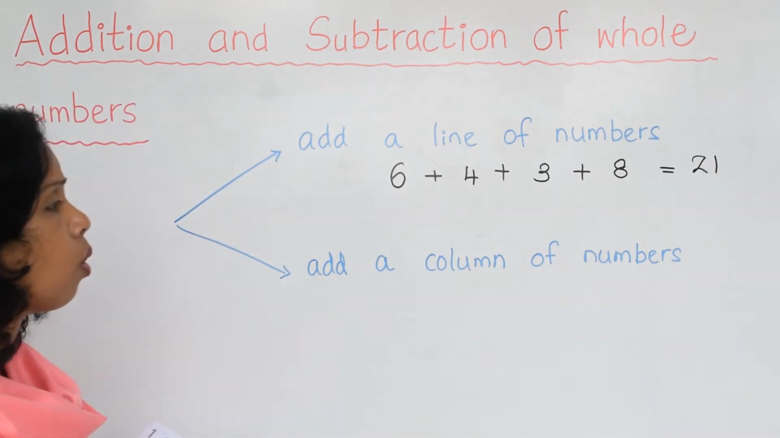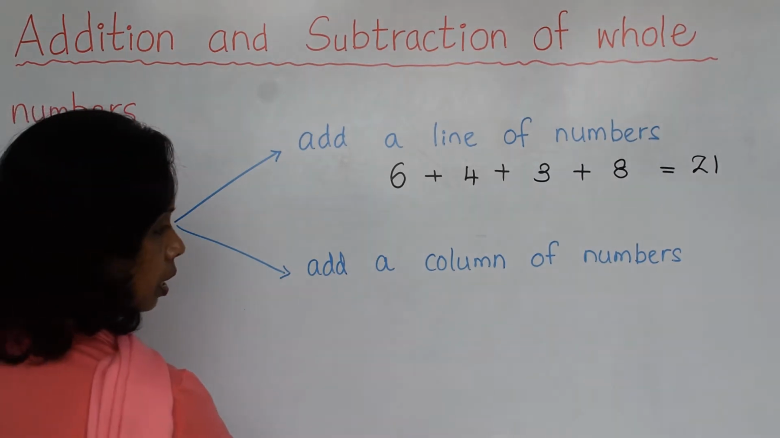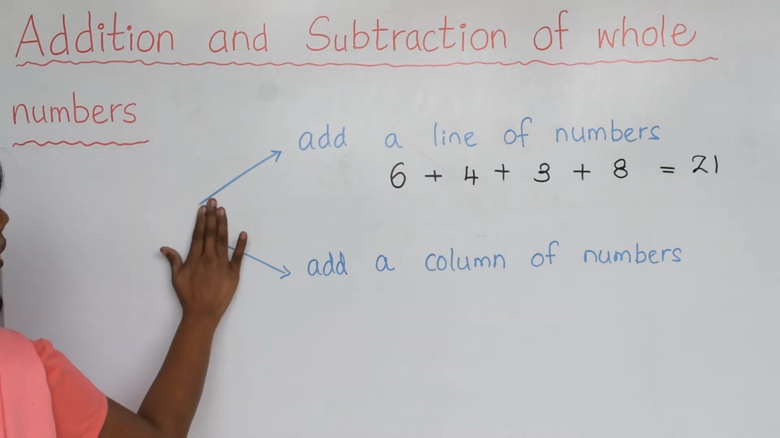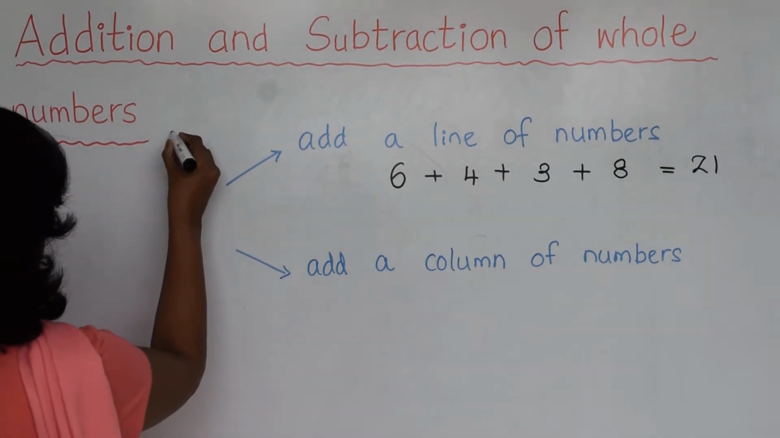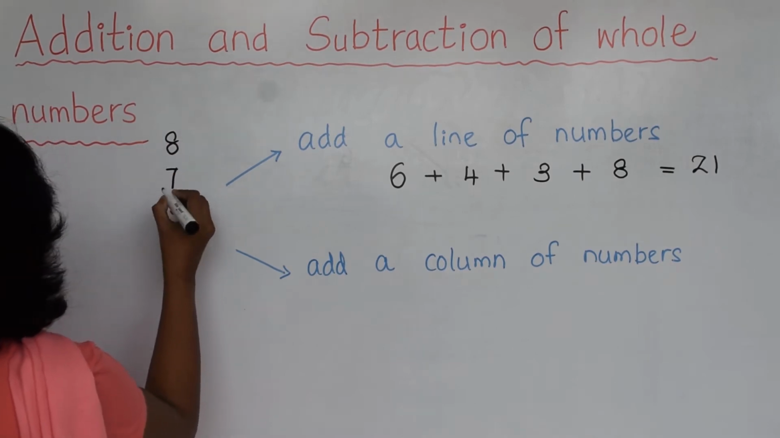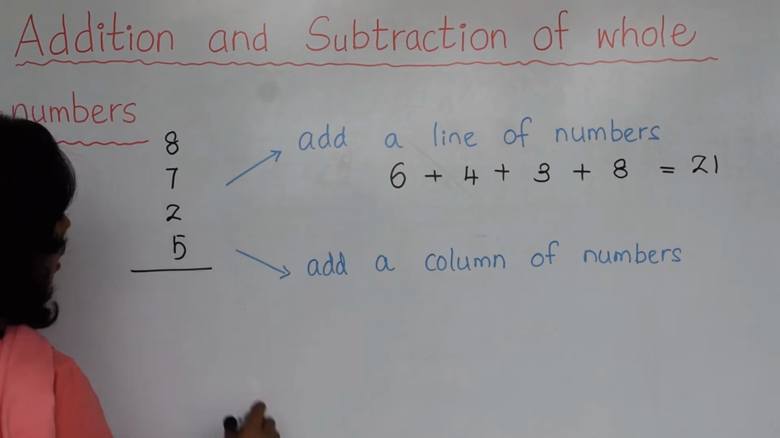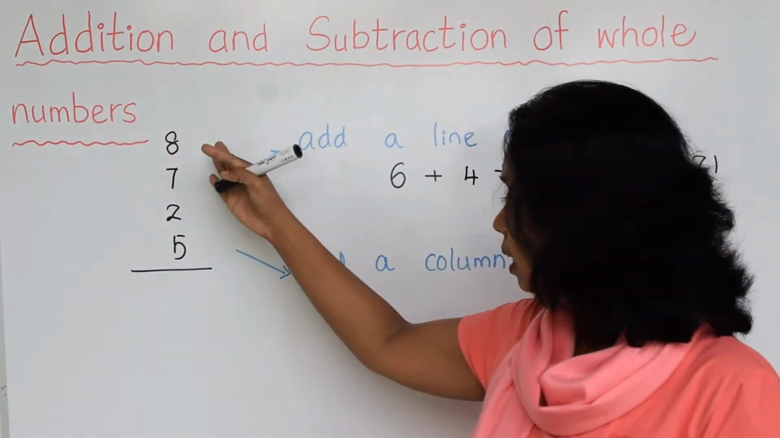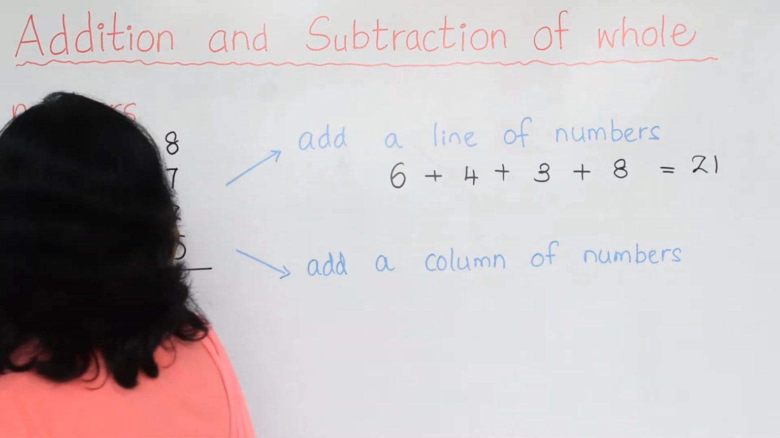If it is a column of numbers, how can you do it? As you cannot see the bottom part of the board, I am going to write that number column like this. Let's say 8, 7, 2 and 5. Now tell me, how do you do this? Now it's a column of numbers. Now you want to add them together. So I'll show like this.